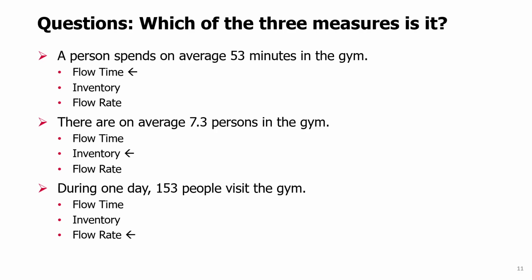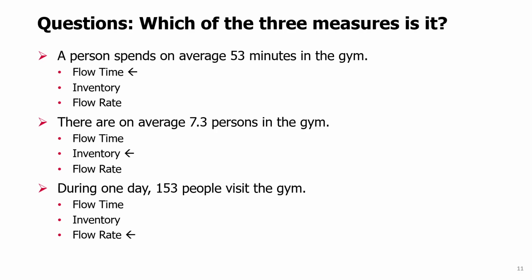Well, it's the time spent in the gym. So it is the flow time for a unit, which in this case is a person who's visiting the gym and exercising, hopefully. If there are on average 7.3 persons in the gym, that's inventory because it indicates how many people are present. Notice that flow time or inventory can be fractional even if the actual values are not integers. So, for example, the number of people in the gym is never fractional. We never have 0.3 persons, or 7.3 or something like that, in the gym.